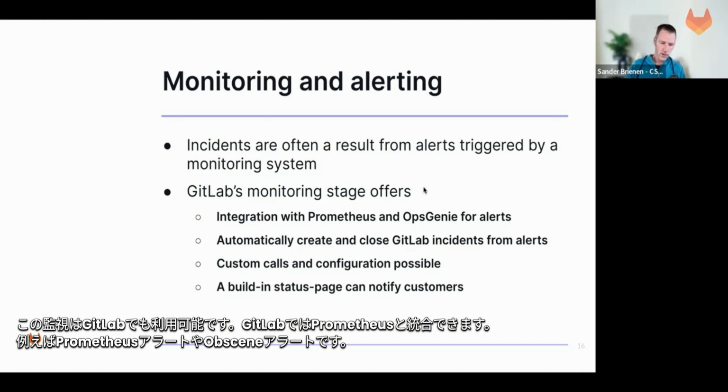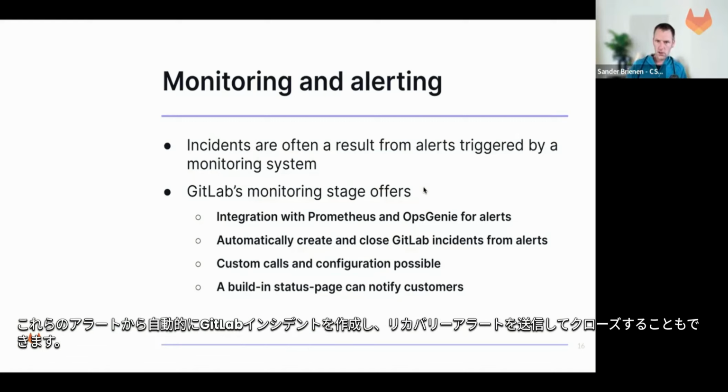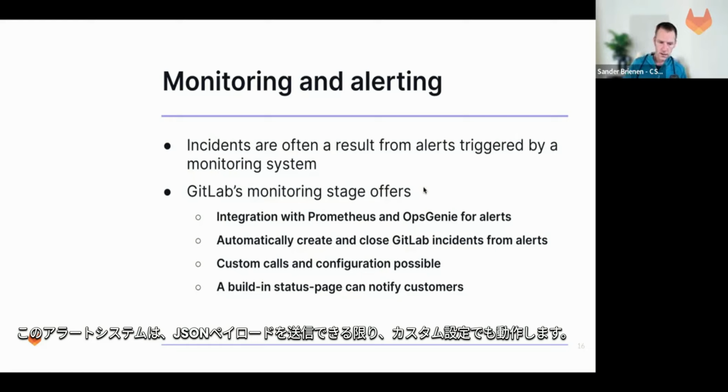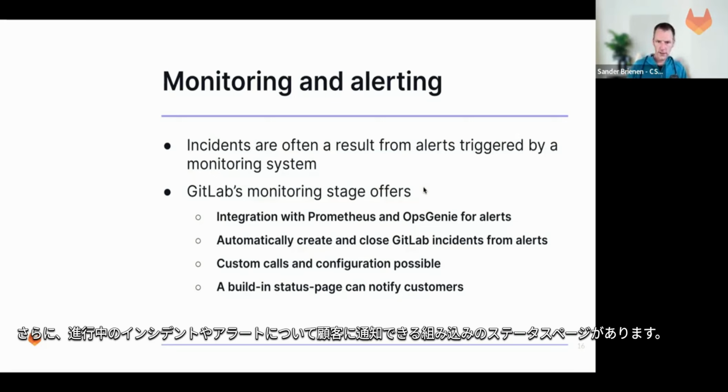This monitoring is something that is also available in GitLab, and in GitLab you can integrate with Prometheus, for example, Prometheus alerting or other alerts. And from these alerts, you can automatically create GitLab incidents and also close them by sending a recovery alert. And this alerting system can also work with custom configurations as long as you can send a JSON payload to it. And on top of that, you have a built-in status page that can notify customers on ongoing incidents or alerts for that system.